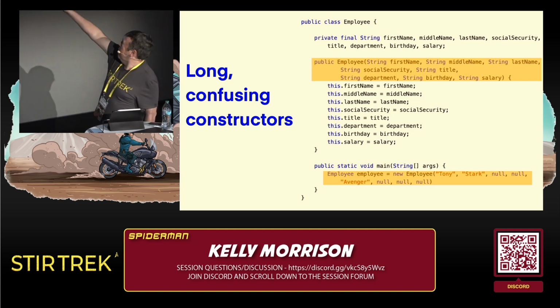Exactly. I've put Tony and Stark here as the first two arguments, but if you look up there, it's first name, middle name, and then last name. So I put Stark as the middle name, and then he doesn't have a last name.